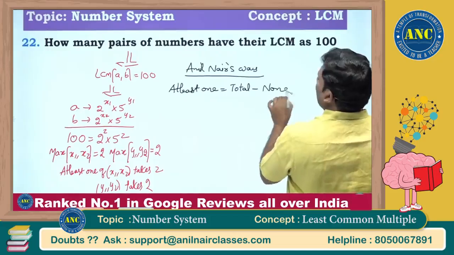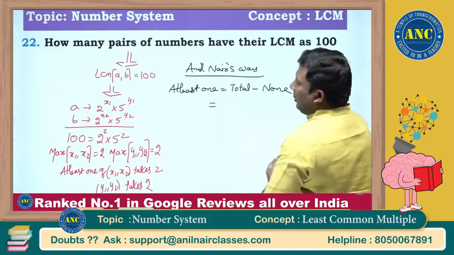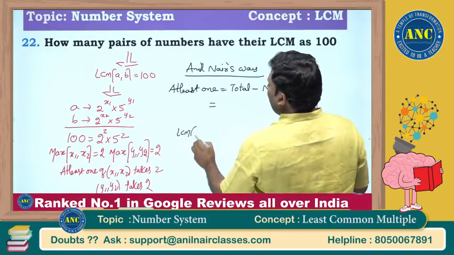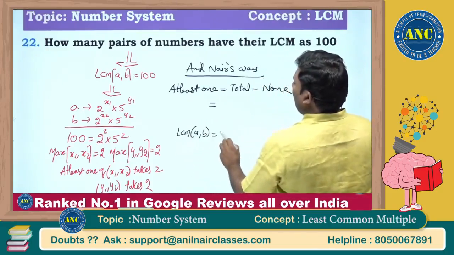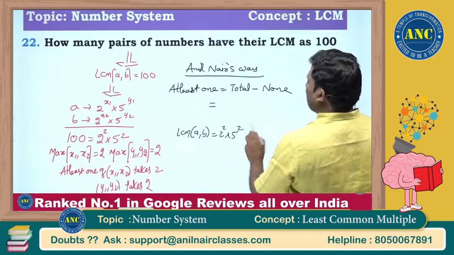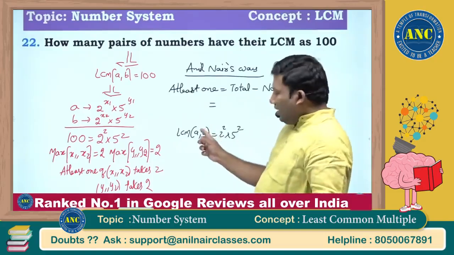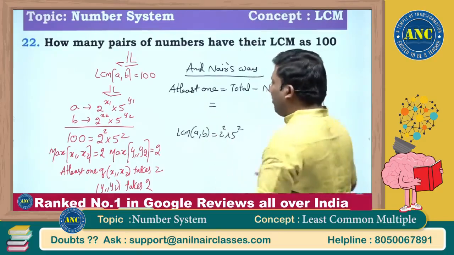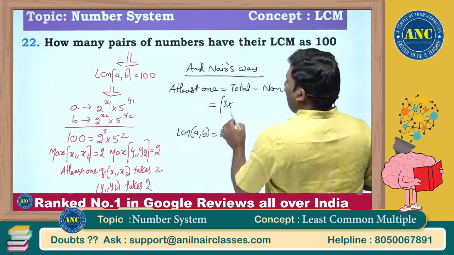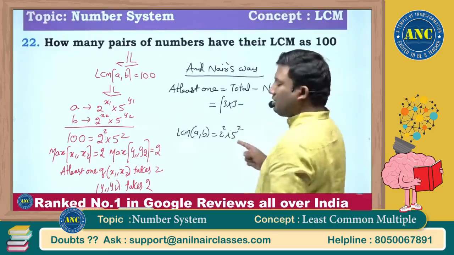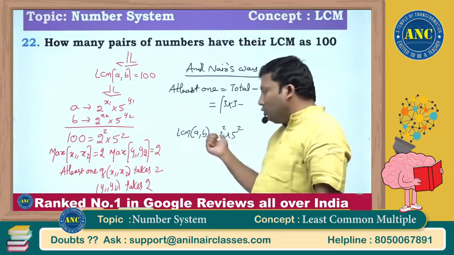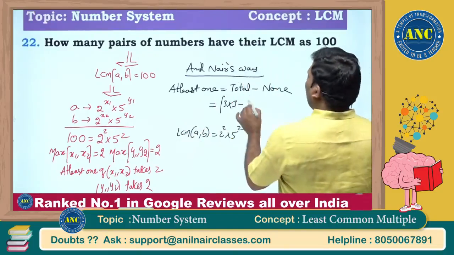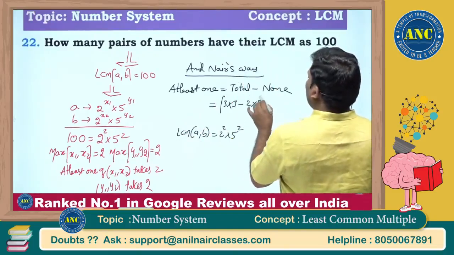Total minus none. Total cases: tell me how much it will be. Question is LCM of a comma b equivalent to 2 square into 5 square. A can take how many cases? 2 power 0, 2 power 1, 2 power 2. 3 cases. B can also take 3 cases. None: don't take 2 power 2. What are the remaining cases? 2 power 0, 2 power 1. 2 cases. B also 2 cases.